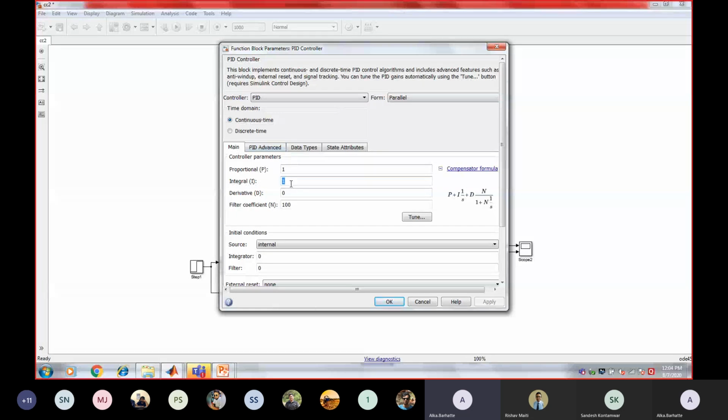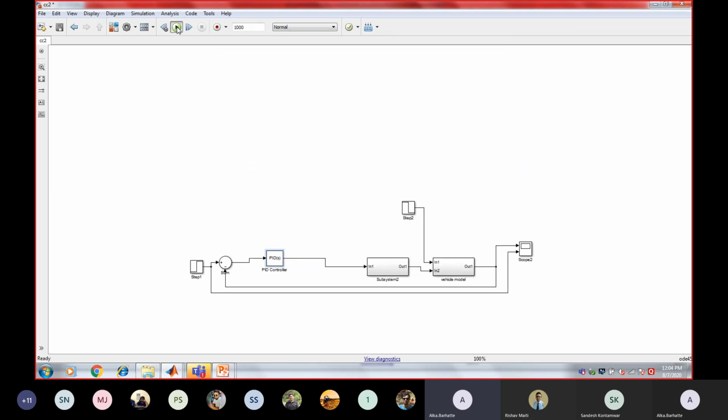Now I'll show you by making this integral block also 0. We will consider only the proportional block, and see what the changes will be in your output.